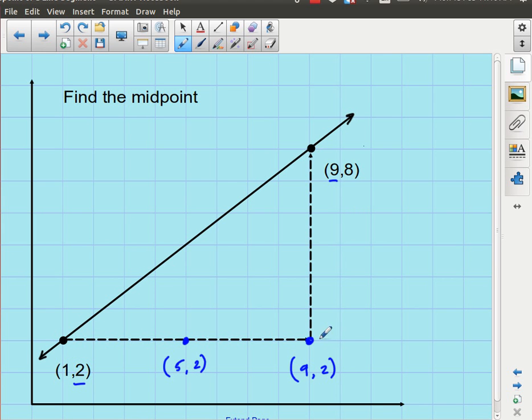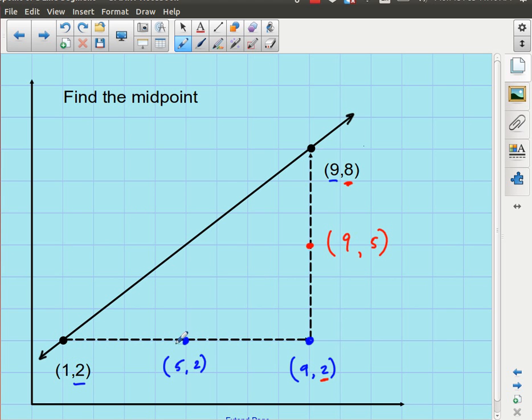Now let's take a look vertically here. We've got 9, 2, and 9, 8. So you can see the 9 isn't changing. What's changing is the y coordinate between 2 and 8. And we did that in our previous example. Between 2 and 8, we ended up with 8 plus 2 is 10, divided by 2 is 5. And so this is going to have a y coordinate of 5. And the x coordinate stays the same. It stays 9. Well, how has that helped me?